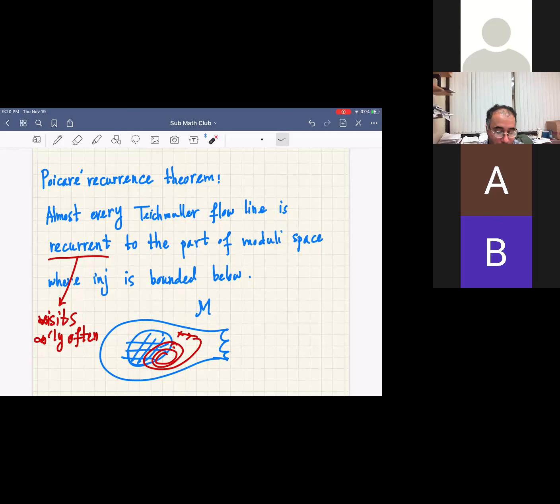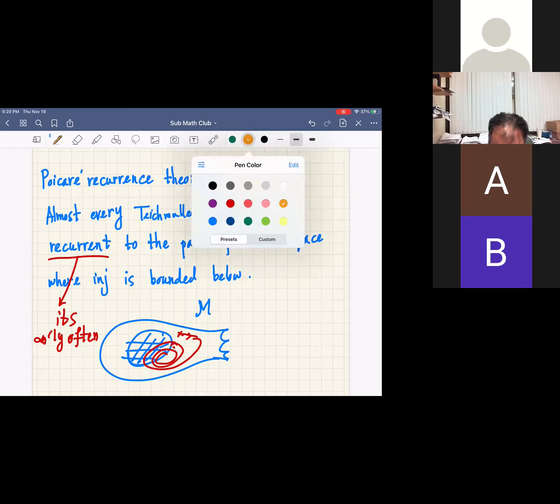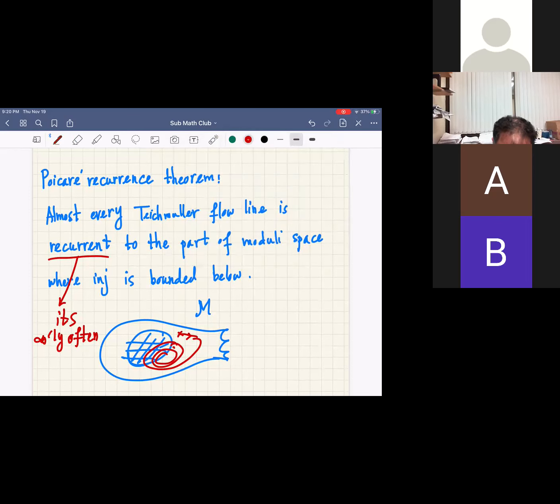Then I have a follow-up on that. So basically, you're also saying that the measure of how ergodic it is also determines how long it will take to recur. Is that right?